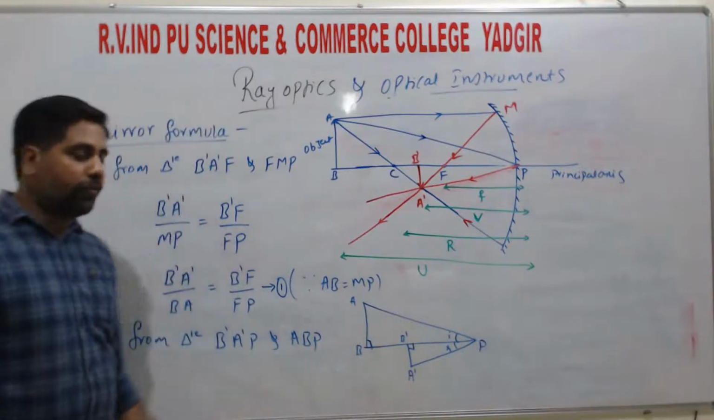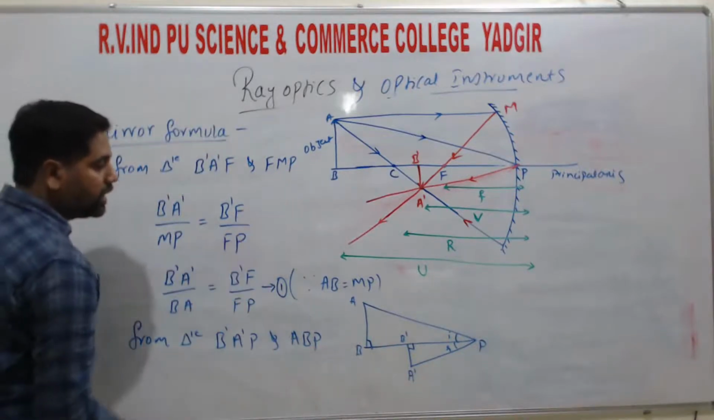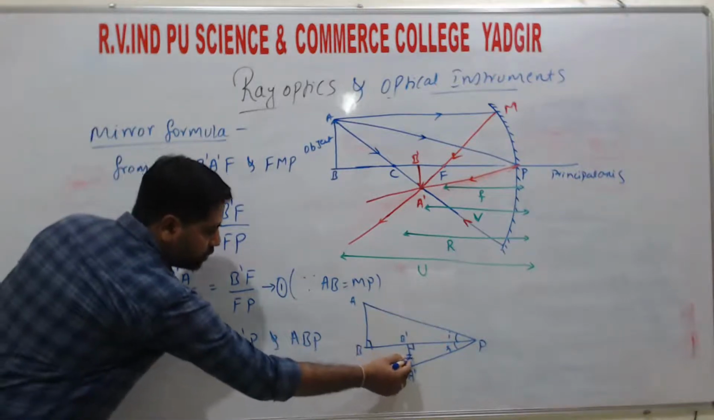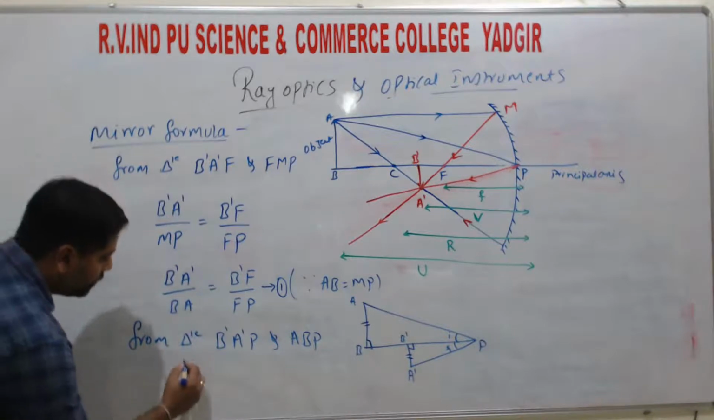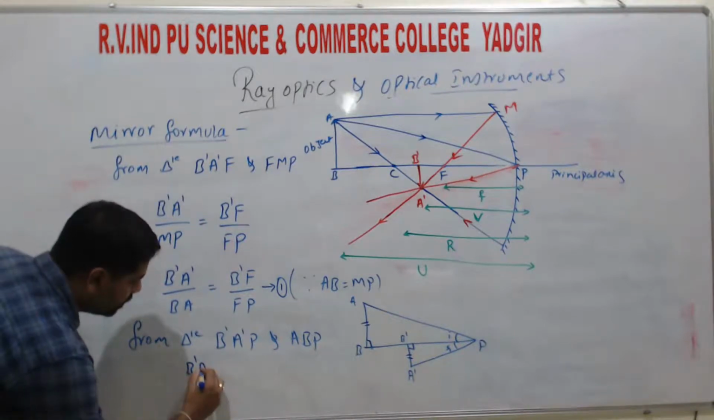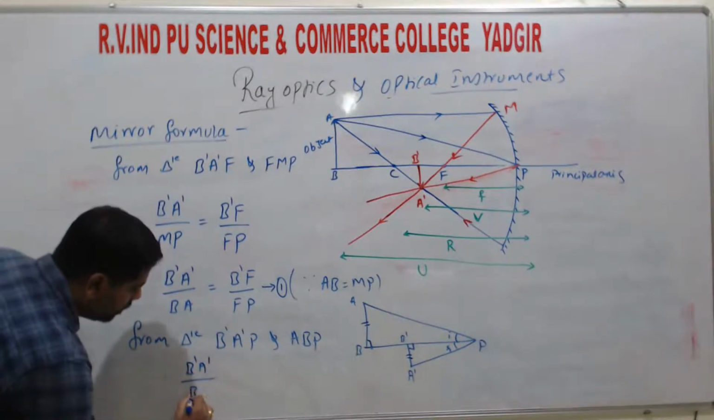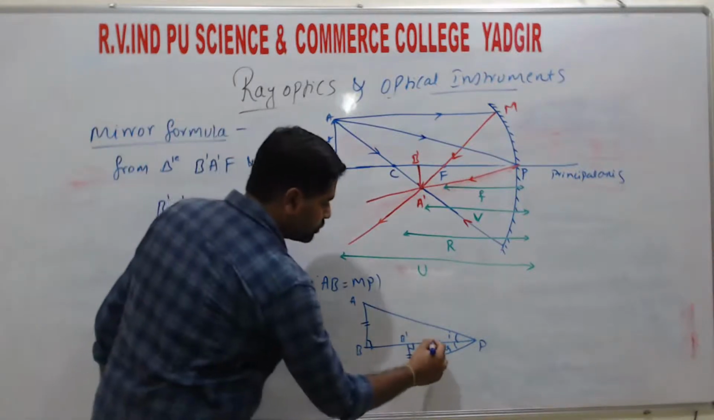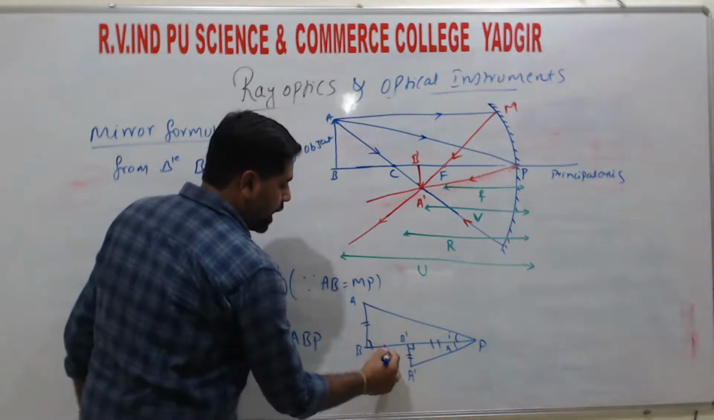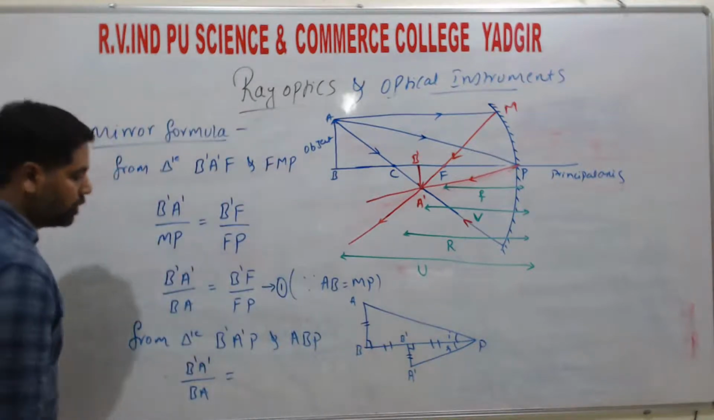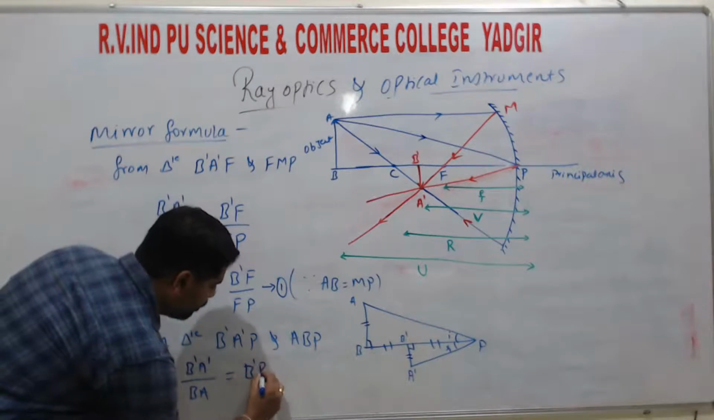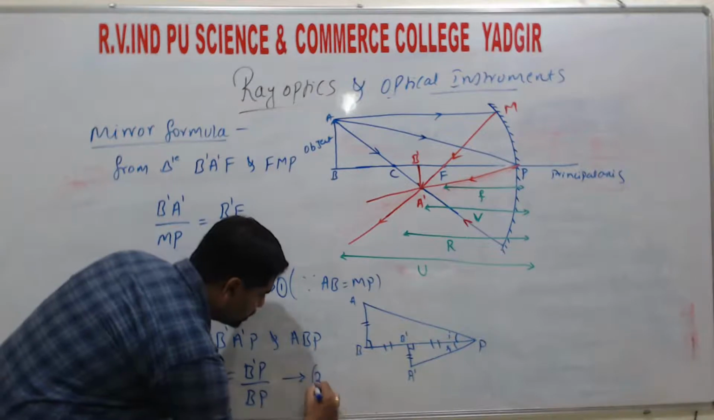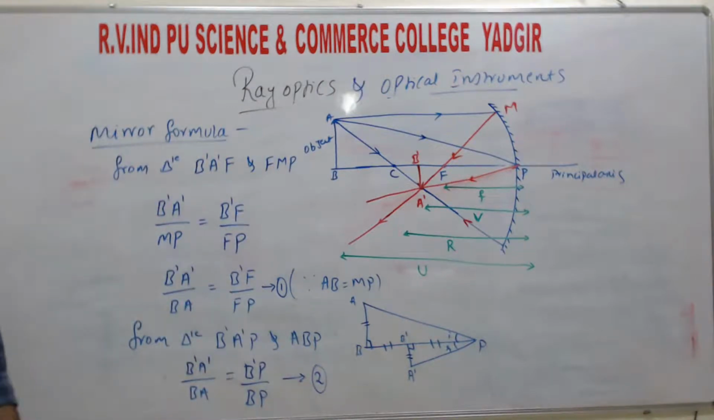From these two, we can equate the ratios of the sides: B dash A dash by BA is equal to B dash P divided by BP. We call this equation 2.